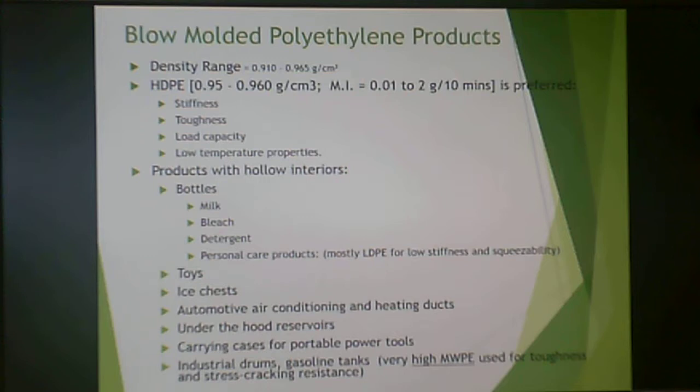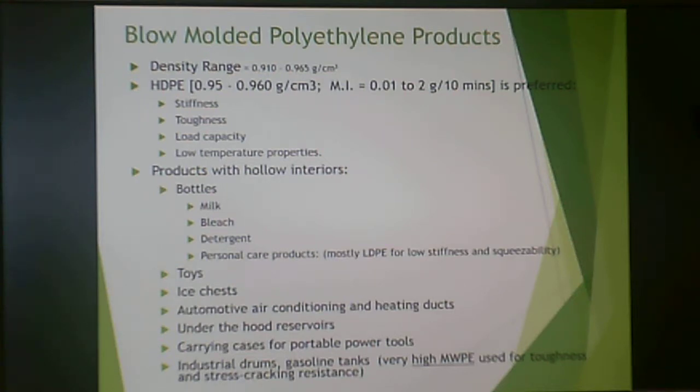Polyethylene is also blow molded. This again is over most ranges of it. When you're looking at HDPE, you're looking at the lower range of melt index. You get good stiffness, toughness, and load capacity, low temperature properties. Anything that's blow molded is something with a hollow interior. So bottles are the typical thing. Milk, bleach, detergent, personal care products. Personal care products tend to be low density polyethylene because you want it to be squeezable. Lots of toys, ice chests are blow molded.